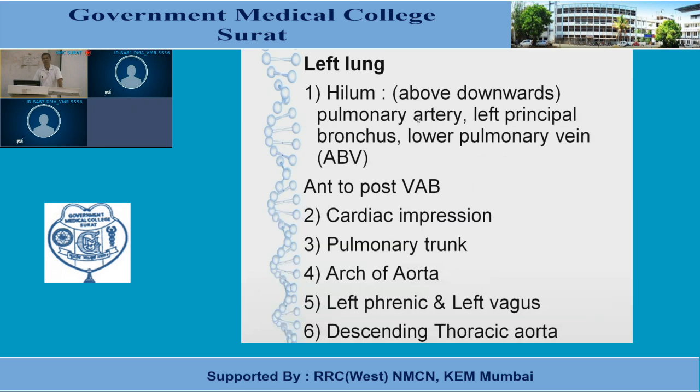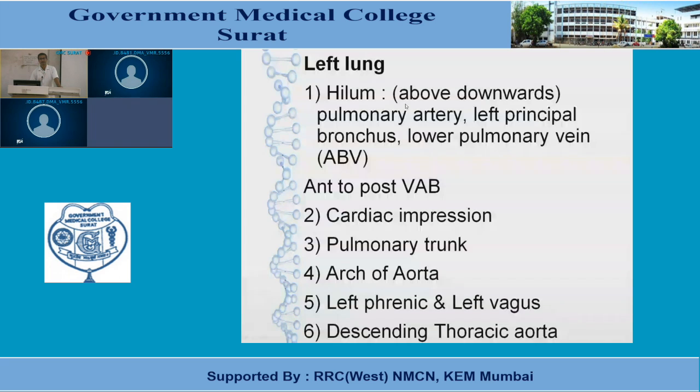Now the hilum of the left lung, hilum and remaining part. In the right lung the equation is BABV, but in the left lung the hilum shows ABV: artery, bronchus, vein. How? From above downward: pulmonary artery, left principal bronchus and lower pulmonary vein. Artery, bronchus, vein. Same again, anterior to posterior, VAB: vein, artery, bronchus. These are structures present in the hilum of the left lung.